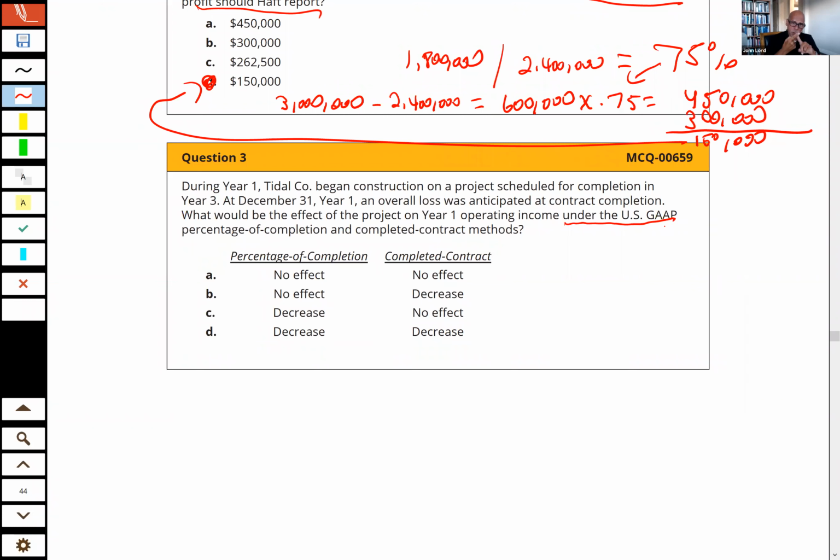Under both percentage of completion and completed contract method, you take the entire loss immediately. And that's going to do what to our income? I'm not trying to strike that out, I'm trying to underscore it. That's going to decrease our income under both scenarios, right? Come on, guys. Why would you pick something else? Anyone want to venture to say why they would have thought it would have been something else?